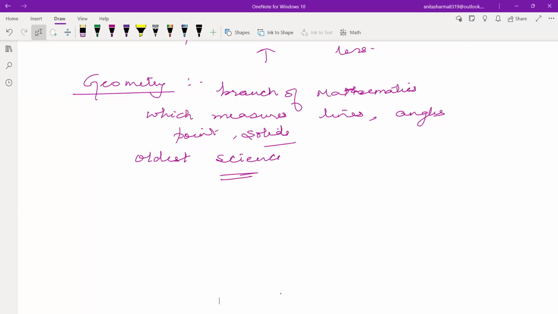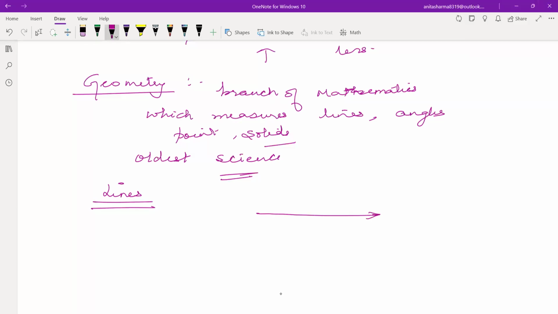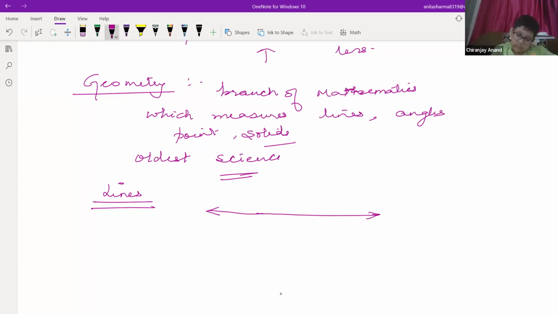So in geometry, first of all, lines will come, right? I have told you about point. Now lines. What is a line, beta? A line means which can be extended on both sides, whether on the left or on the right. This is a line, right?